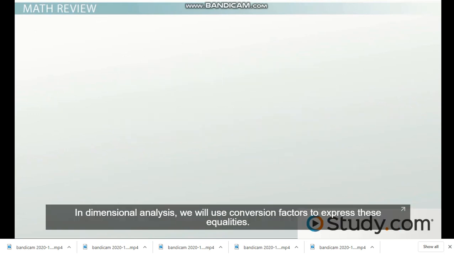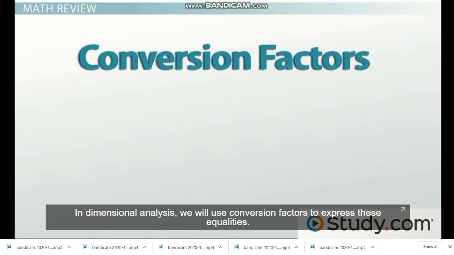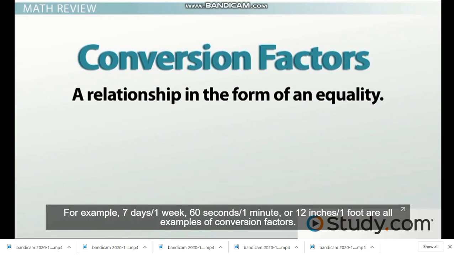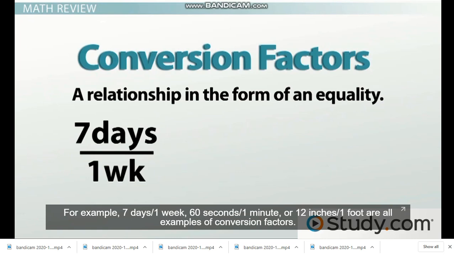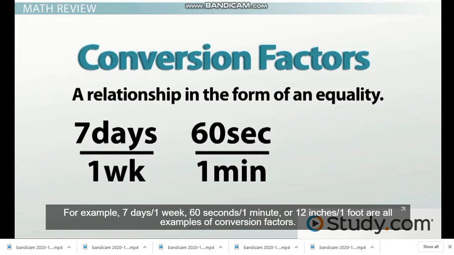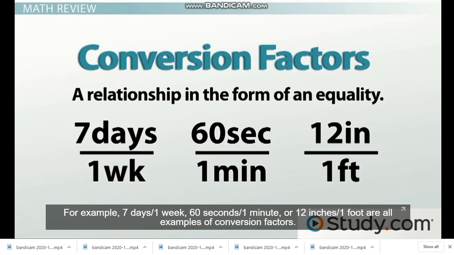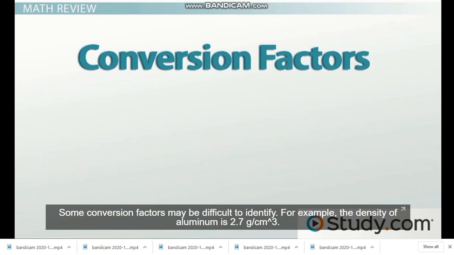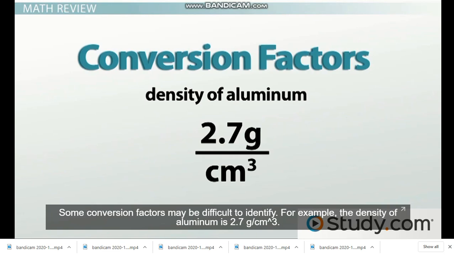In dimensional analysis, we will use conversion factors to express these equalities. A conversion factor is a relationship in the form of an equality. For example, 7 days equals 1 week, 60 seconds per 1 minute, or 12 inches per 1 foot are all examples of conversion factors. Some conversion factors may be difficult to identify. For example, the density of aluminum is 2.7 grams per cubic centimeter.